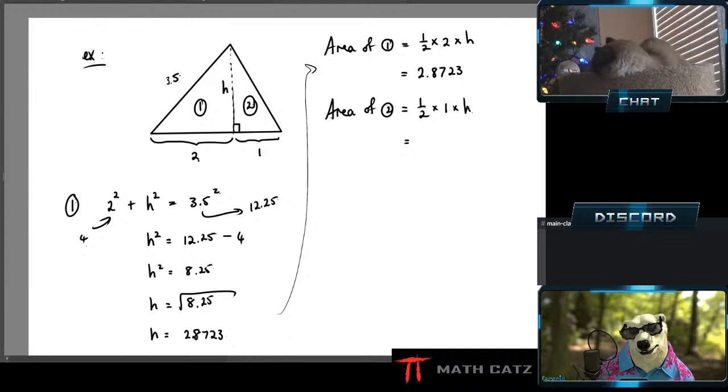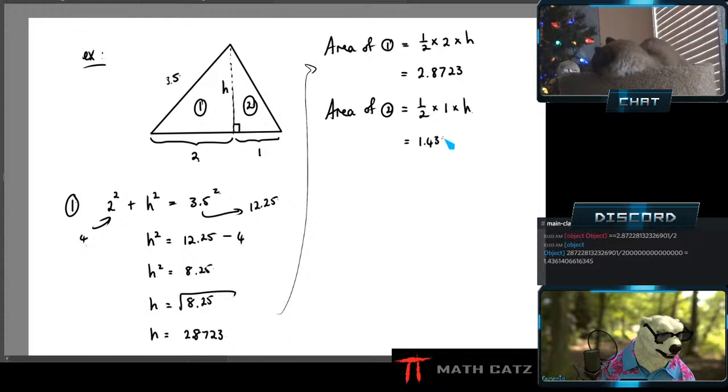So it is 2.87226901 divided by 2. And we get 1.4361, I'll round it.